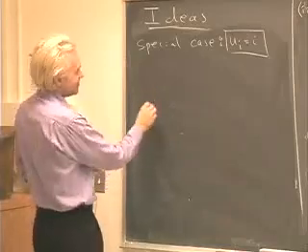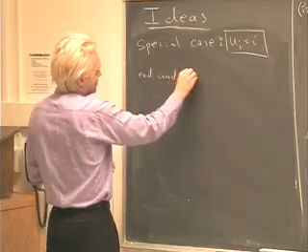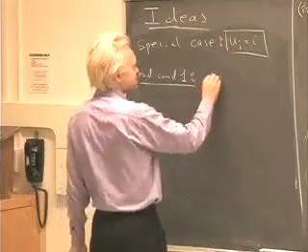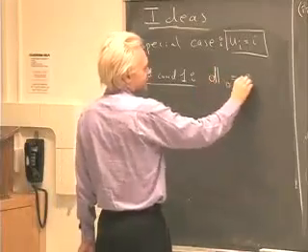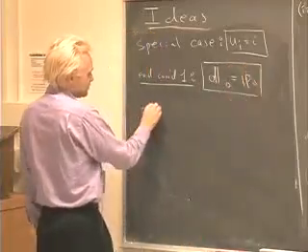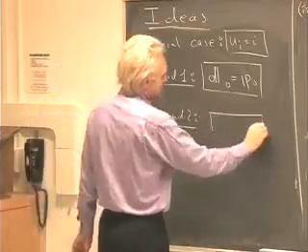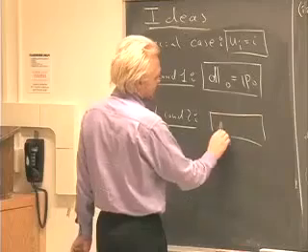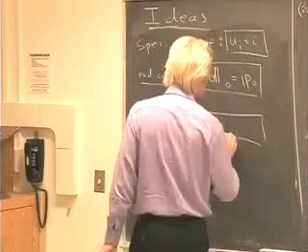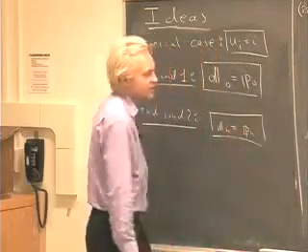End condition 1 reads d0 equals p0. That's it. And end condition 2 reads dn equals pn.